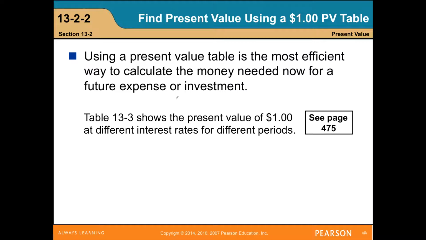Using the present value table is the most efficient way to calculate the money needed now for a future expense or investment. Use table 13-3, otherwise this is not going to make sense to you, which shows the present value of a dollar at different interest rates for different periods. So it's on page 475.